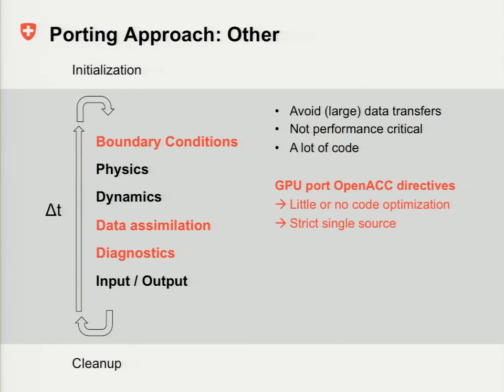Okay, so for the rest of the things in the time step, we also ported with OpenACC directives, and since these are not critical in terms of performance, we did little or no code optimization, and we retain strictly a single source code. Nevertheless, data assimilation is about 150,000 lines of code, so we had to go through these 150,000 lines of code and see where these fields are actually touched and what we have to port or not. So using this approach, you end up doing quite a lot of porting work for something which is not performance critical.